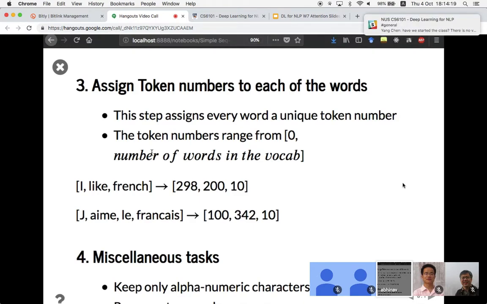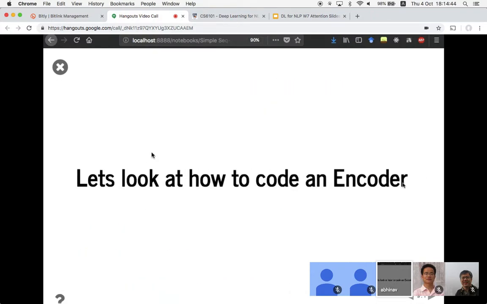Internally, this is used to initialize the embedding. If you have 20,000 English words and your embedding dimension is 100, then the embedding matrix will be a 20,000 by 100 dimensional matrix. There are other tasks that you can do, like keep only alphanumeric characters, remove stop words, and so on. So this is the initial pre-processing of text.